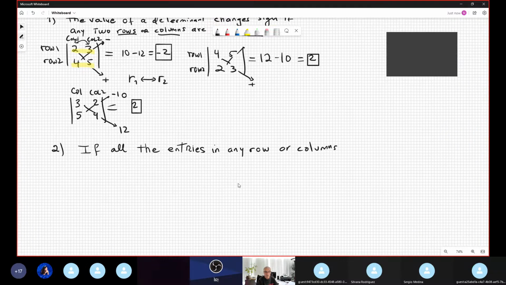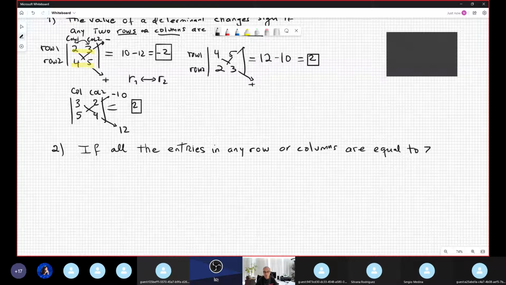If all the entries in a row or column are equal to 0, the value of the determinant is also 0. And this sounds logical, right?